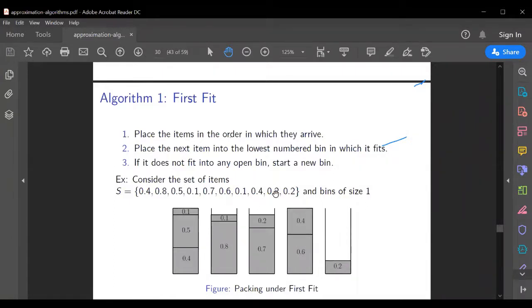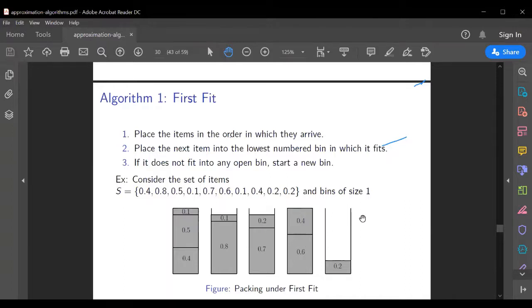Then the next one is 0.2. We cannot accommodate it in the second bin, so I have to put it in the third bin. And the next one is going to be 0.2. It cannot be accommodated here, not here because it's 0.9. This is over, so I have to create one more.